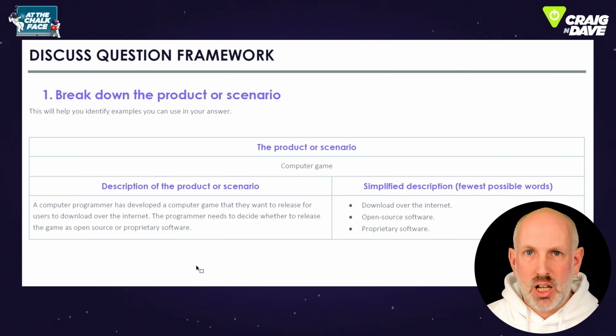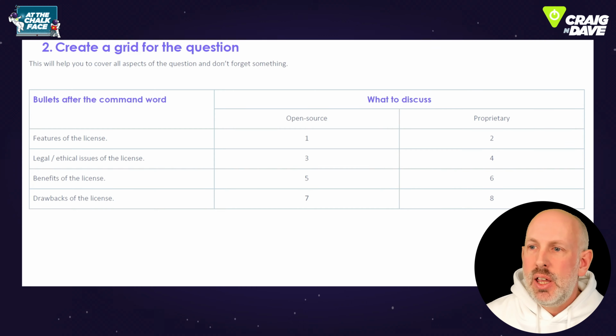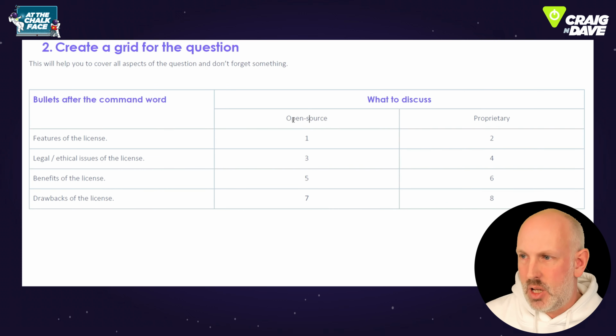So that's the first phase of 4 phases. Let's now go into the second phase. So the second phase is to create a grid for the question. And I've got a particular strategy that you can follow for this, which seems to work every single time. And the first thing is, after the word discuss, what were the computer science concepts that you were asked about? So in this case, it was open source and it was proprietary. And so I have made those column headings for this table.